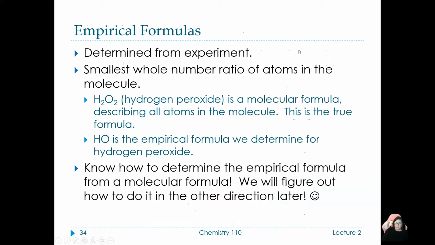Empirical formulas. How do we find them? So we talked about them. We know it's the smallest whole number ratio that we can have for something. It's determined by experiment. It's the smallest whole number ratio of atoms in the molecule. So again, hydrogen peroxide H2O2 is a molecular formula describing all atoms in the molecule. This is a true formula. HO is the empirical formula we determined for hydrogen peroxide. We know how to determine the empirical formula from a molecular formula. We'll figure out how to do it in the other direction a little bit later.